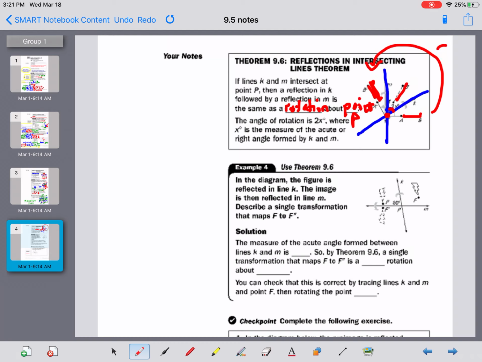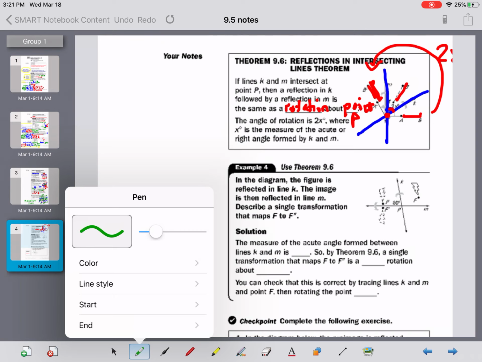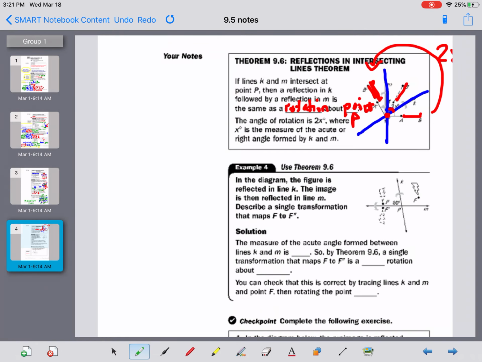So we look down here at example 4, and I have a blue, looks like a lightning bolt here. F is my original figure. I do one reflection across line K, and I land over here at F prime. And then I reflect that over line M, and I land down here, almost like I would be looking in my third quadrant, at this final lightning bolt down here. That's my final figure. So I'm going from F to F double prime.